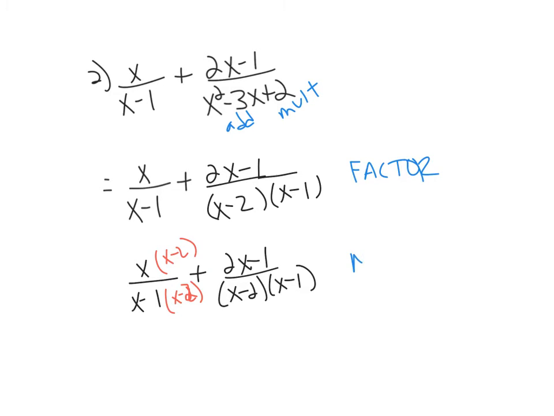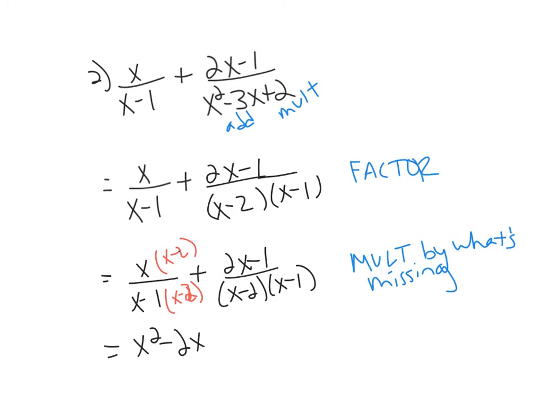So again, what are we doing here? We're going to multiply by what's missing. Multiply the missing part. Okay, so I'm going to distribute the first numerator. So x times x is x squared. x times negative 2 is negative 2x. And just keep the denominator the same.